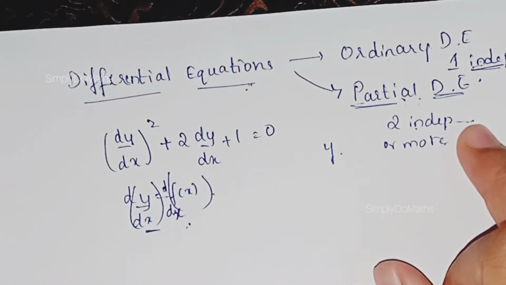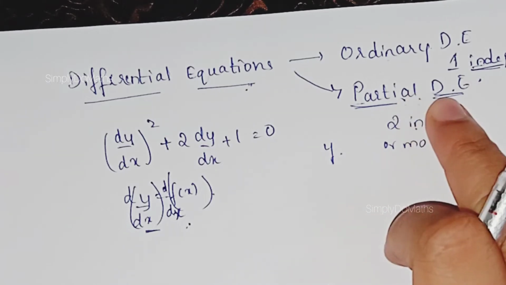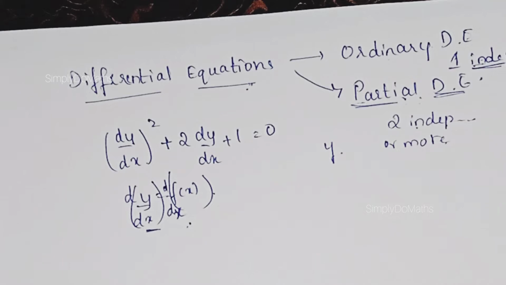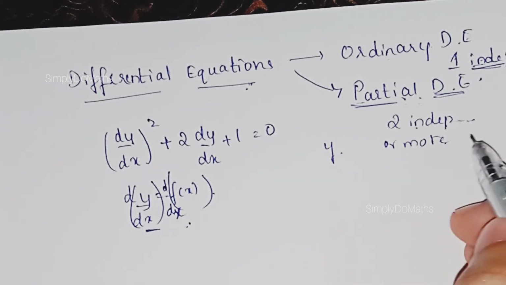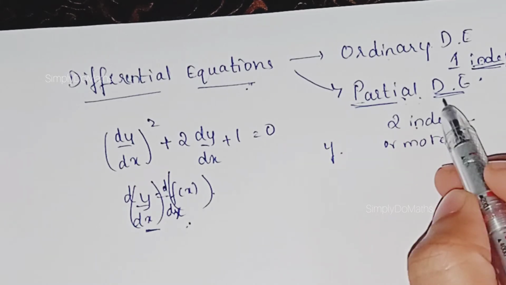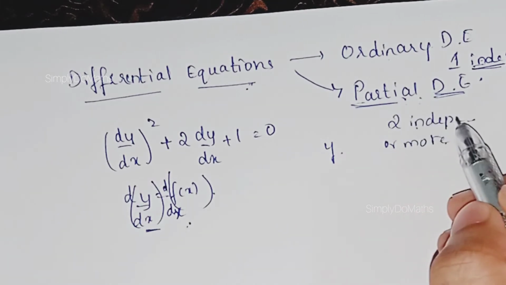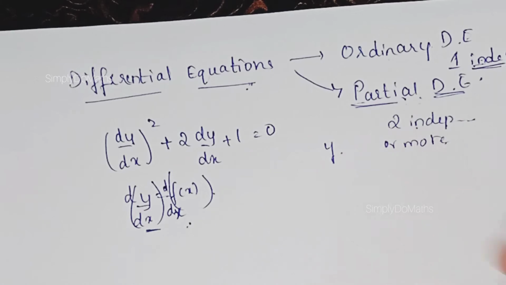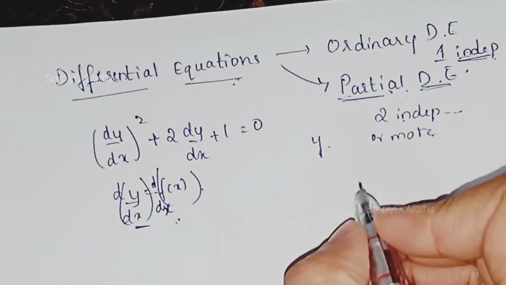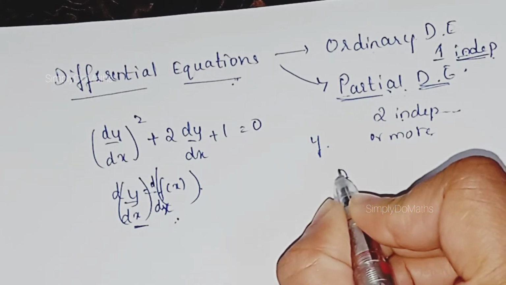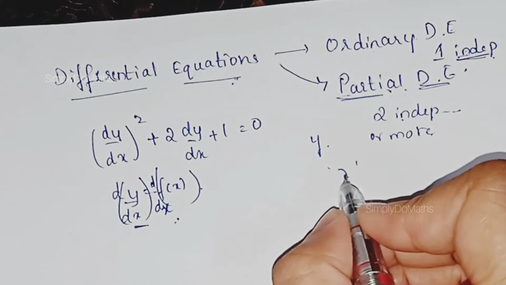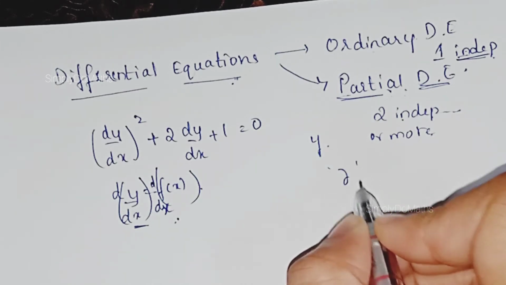So the definition is: a partial differential equation is an equation in which two or more independent variables are present, and differentiation of the dependent variable with respect to the independent variables is called a partial differential equation. So we represent partial derivatives by the notation dou, or sometimes we call it del.